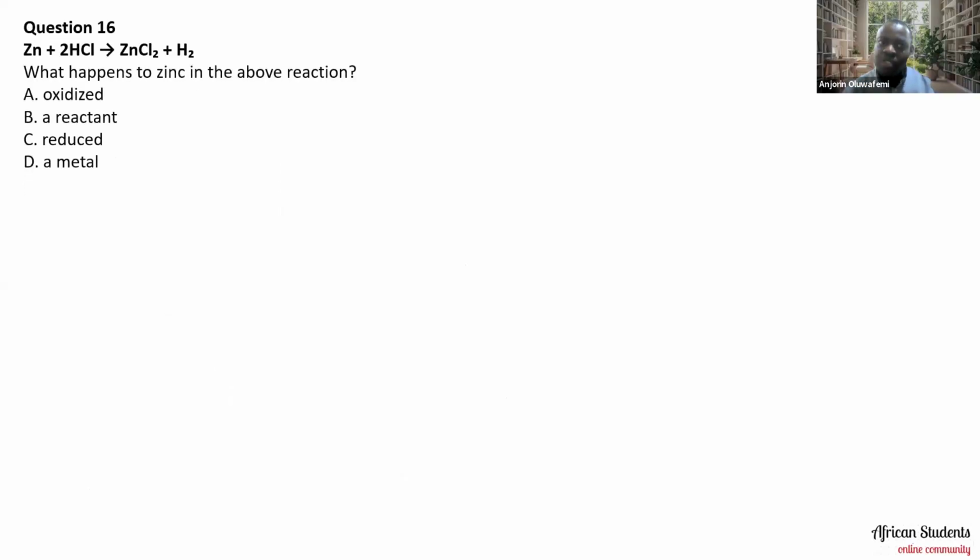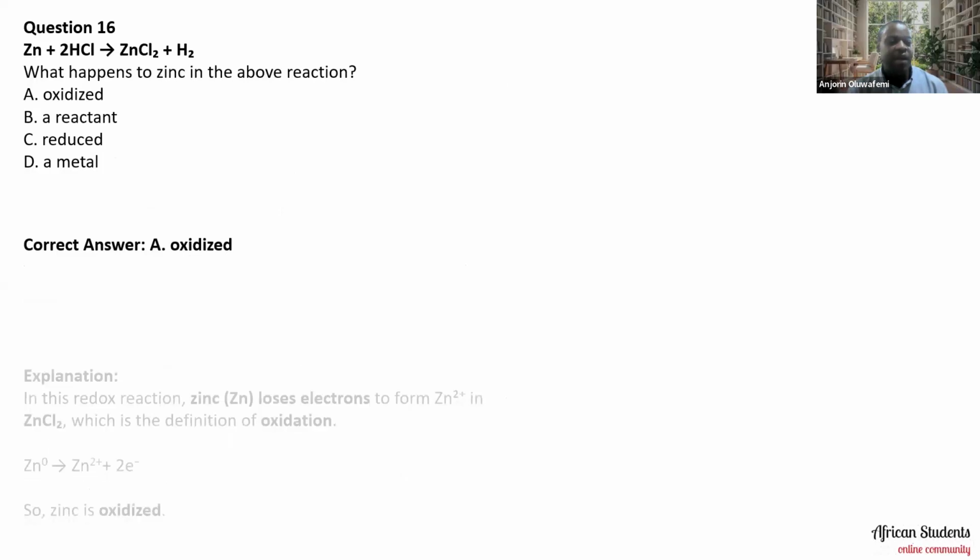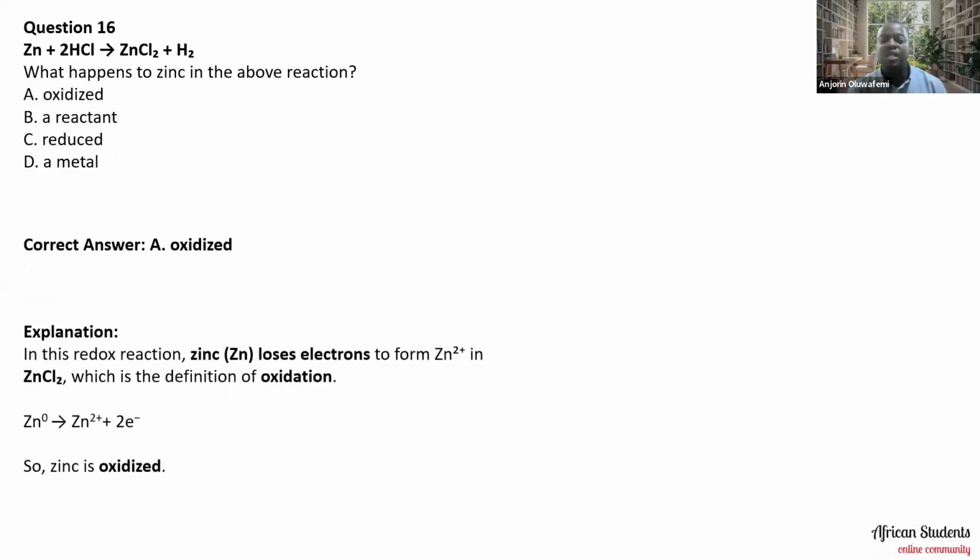Zinc plus 2HCl will give us zinc chloride plus H2. What happens to zinc in the above reaction? Was it oxidized, is it a reactant, was it reduced, or is it just a metal? The answer is it was oxidized. And why? In this redox reaction, zinc loses electrons to form zinc 2 plus in zinc chloride, which is the definition of oxidation. So zinc is oxidized, moving from oxidation number 0 to +2. An increase in oxidation number is oxidation. Okay, so it was oxidized in that reaction.